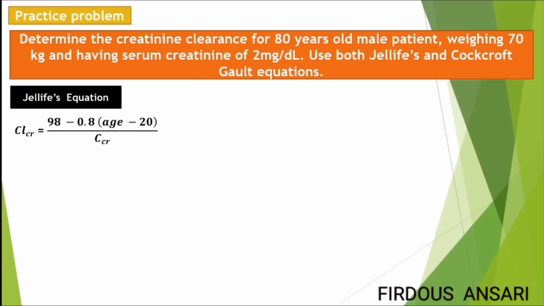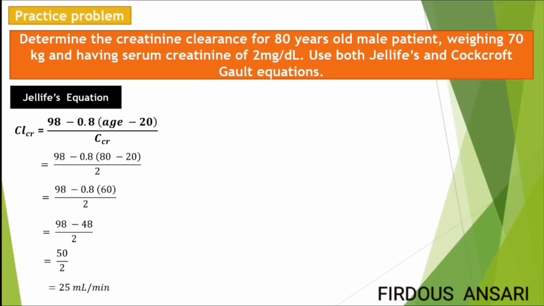Creatinine clearance is equal to 98 minus 0.8 into age minus 20, divided by serum creatinine. And we should keep all the values. All means we have just two values, that is age and serum creatinine. And we'll have the answer this much, 25 ml per minute. We found the value of creatinine clearance as 25 ml per minute by Jellif's equation.